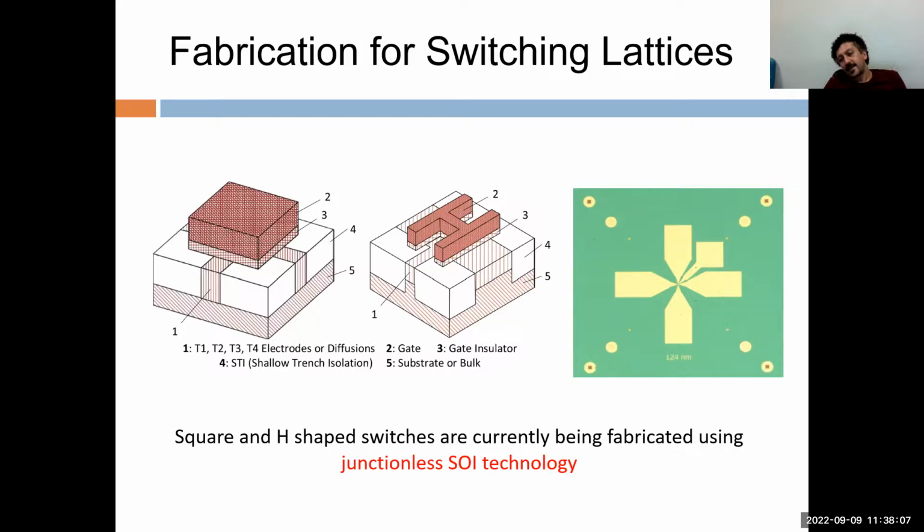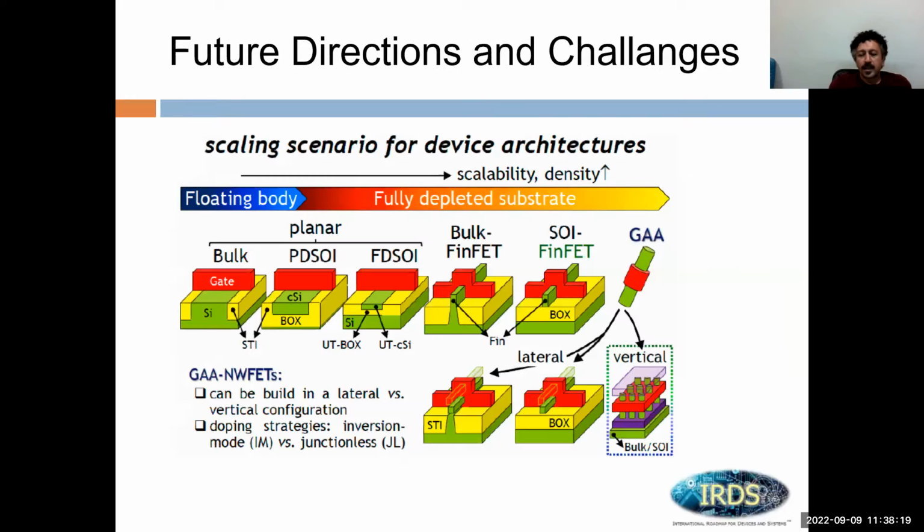So in the clean room, you do everything. Now we have some good curves and we are using silicon on insulator technology. And what is the future here? If we have good enough results to motivate us for the future, we want to go with gate-all-around and vertical 3D structures using switching lattices.